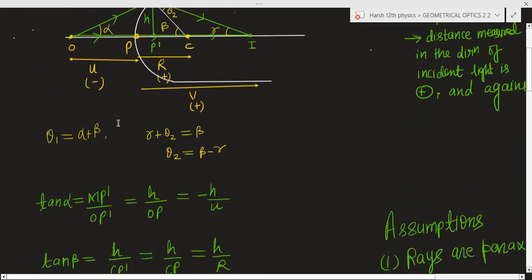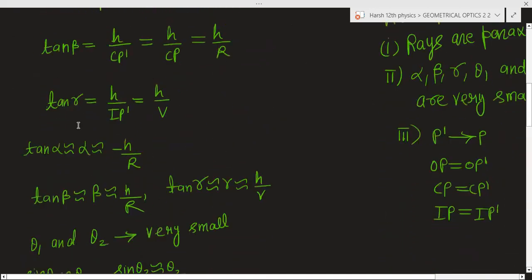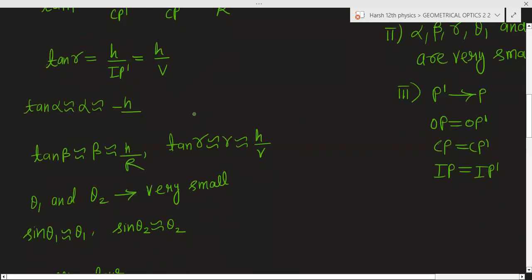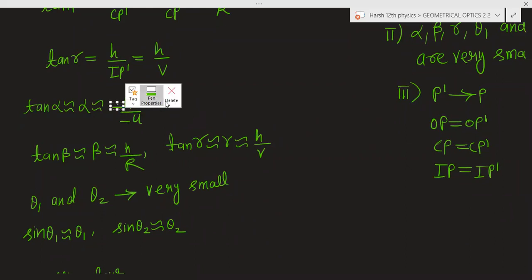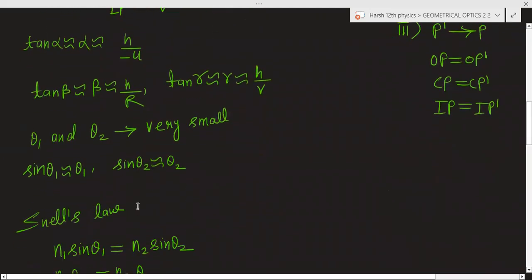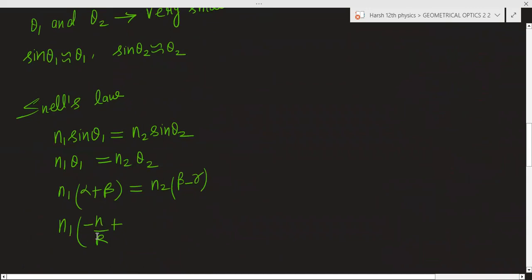But alpha is h by minus u. It will be h by minus u. Understanding, Harsh? Yes, sir. Here you can see we have taken h by minus u. You can take the minus sign here also. So alpha is equal to h by minus u. This is h by u.